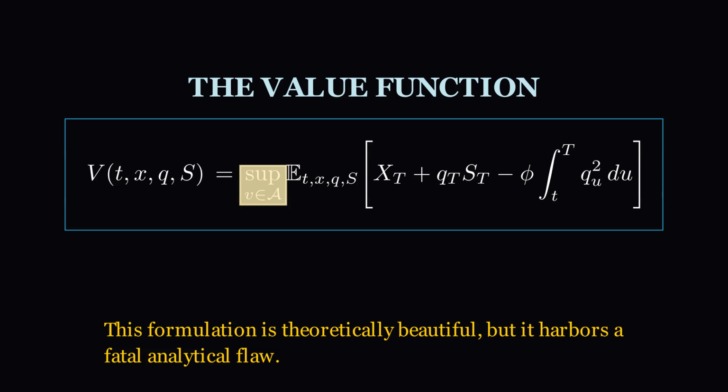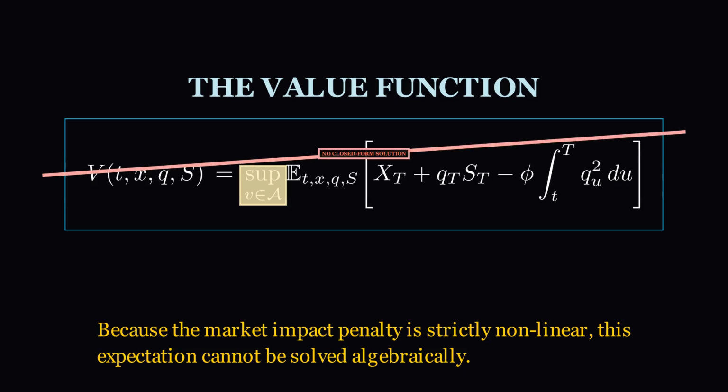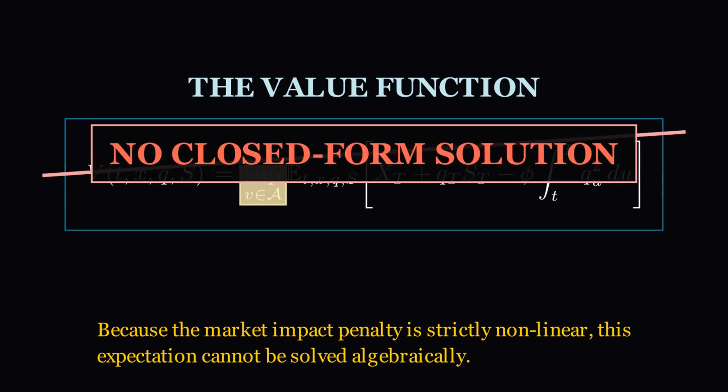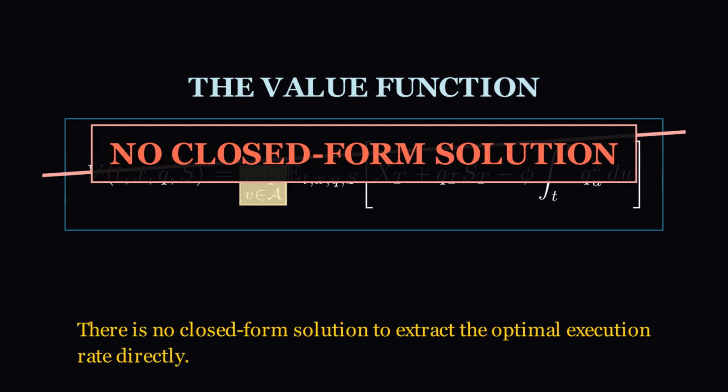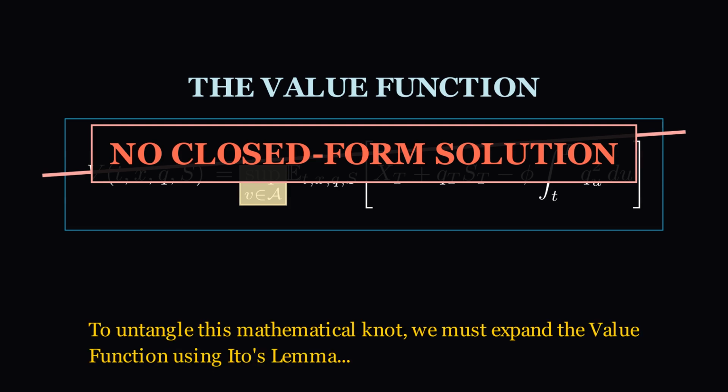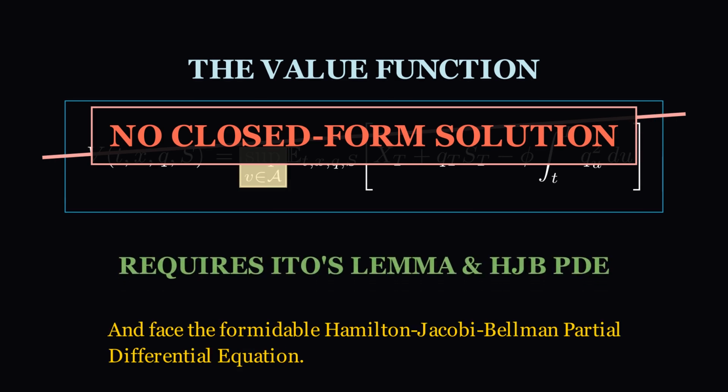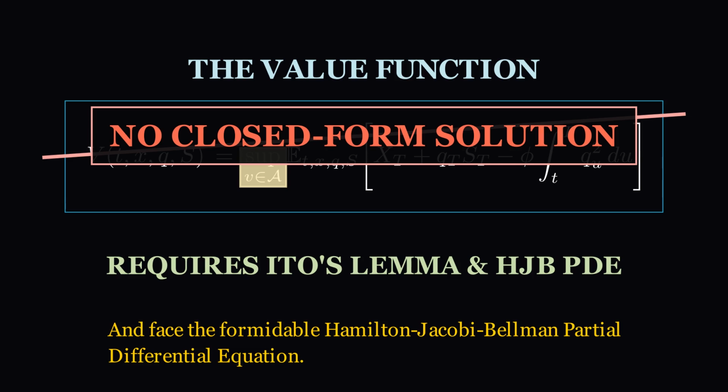This formulation is theoretically beautiful, but it harbors a fatal analytical flaw. Because the market impact penalty is strictly nonlinear, this expectation cannot be solved algebraically. There is no closed-form solution to extract the optimal execution rate directly. To untangle this mathematical knot, we must expand the value function using Ito's lemma. And face the formidable Hamilton-Jacobi-Bellman partial differential equation.